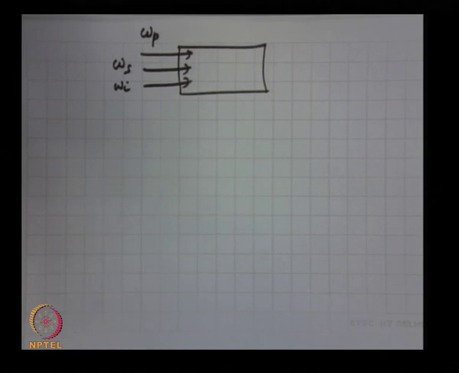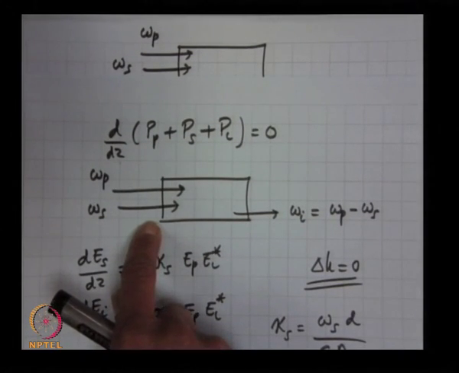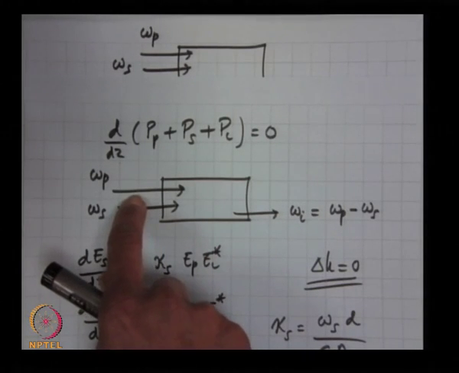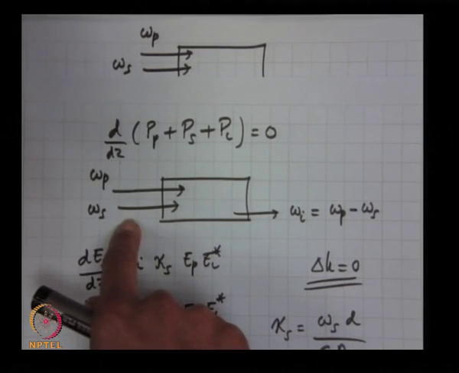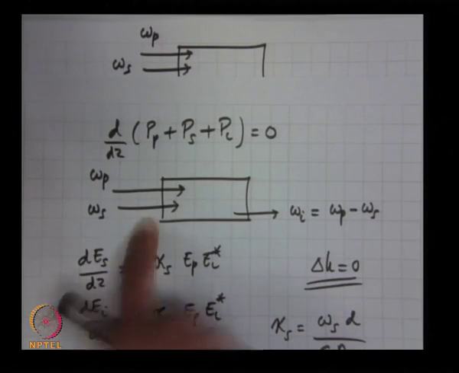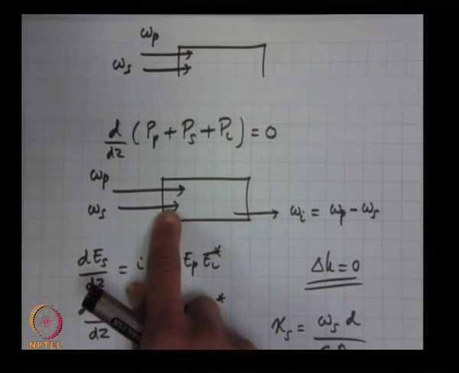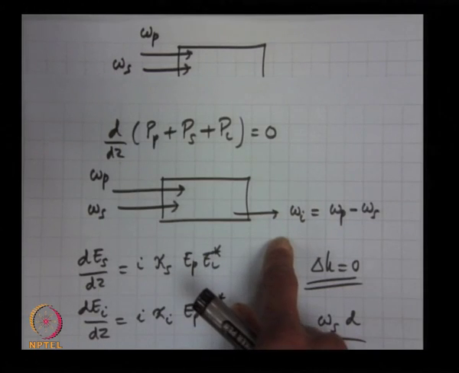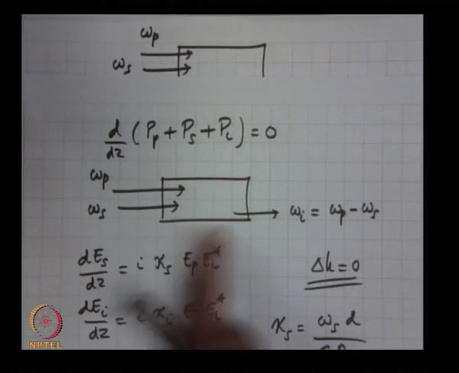So what is happening is, in the earlier case, because there is no third wave incident, the process is such that it always leads to generation of signal and idler photons from the pump photon, irrespective of the phase of the signal. So the signal always gets amplified. No matter what the signal phase is, this interaction between the signal and pump is such that you convert pump photons to signal and idler photons. So the power is flowing from omega p to omega s and omega I continuously in this process.